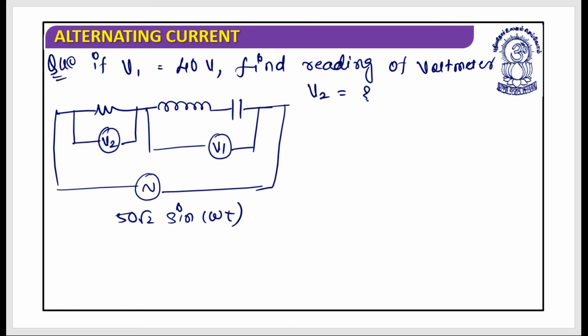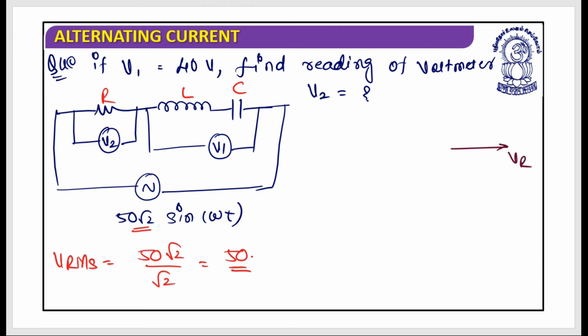I need to find out the reading of this. So how will I do this? Look at this. This is the RLC circuit, or I should say RLC series circuit. This is 50 root 2 sine omega t. So if I find out the VRMS value, it is 50 root 2 divided by root 2, which is equal to 50. And I know that VR, VL and VC, the situation would be something like this: this is my VR. Let's understand that VL would be greater than VC. So this is the VL and this will be the VC, and this would be probably the V.